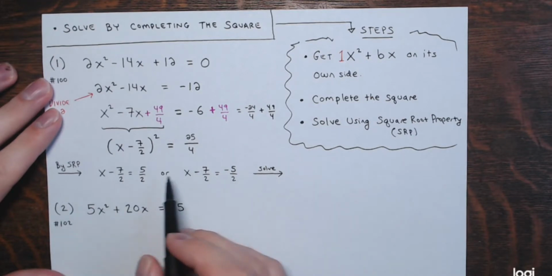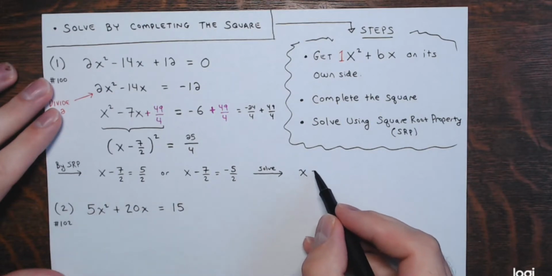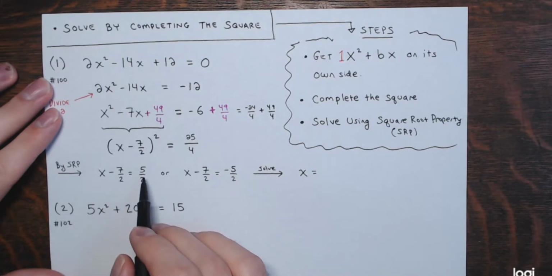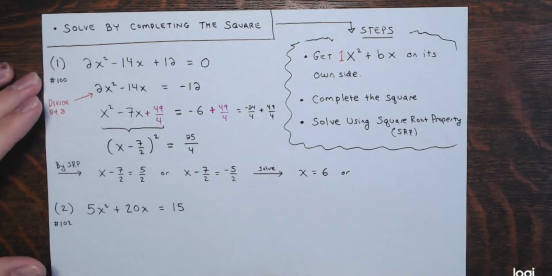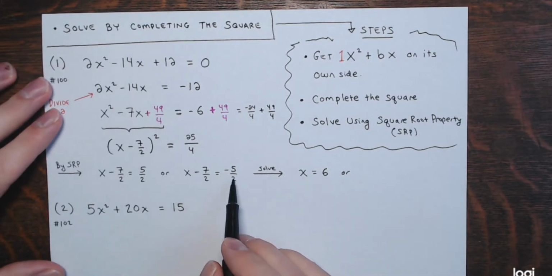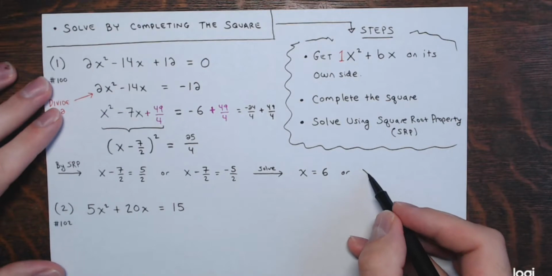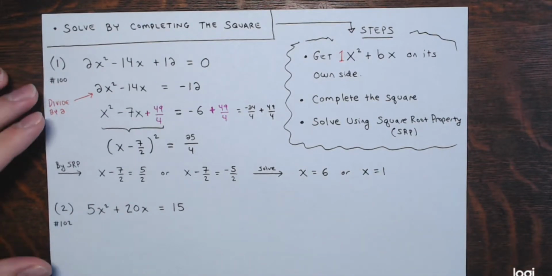All right, and then we solve each of these by adding 7 halves. So first x equals 5 halves plus 7 halves, which would be 12 halves, that'd be 6. So x equals 6, or here negative 5 halves plus 7 halves would be 2 halves, positive 2 halves, which would be 1. So x equals 6 or x equals 1.